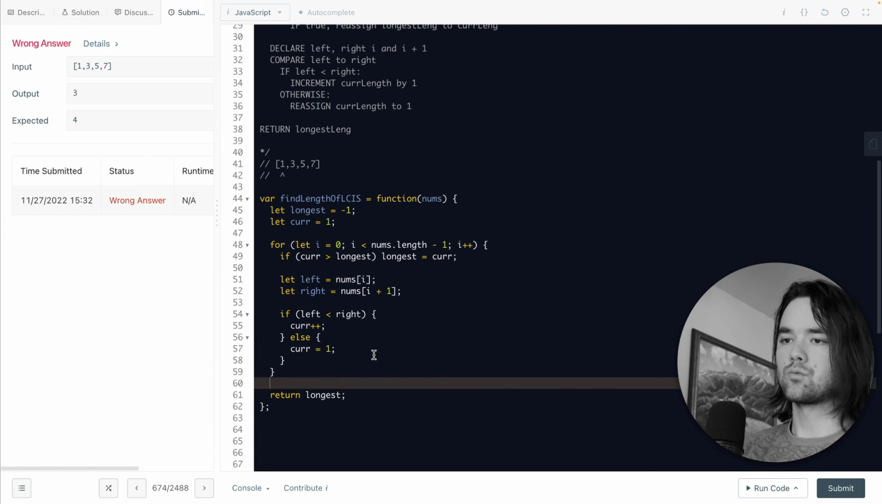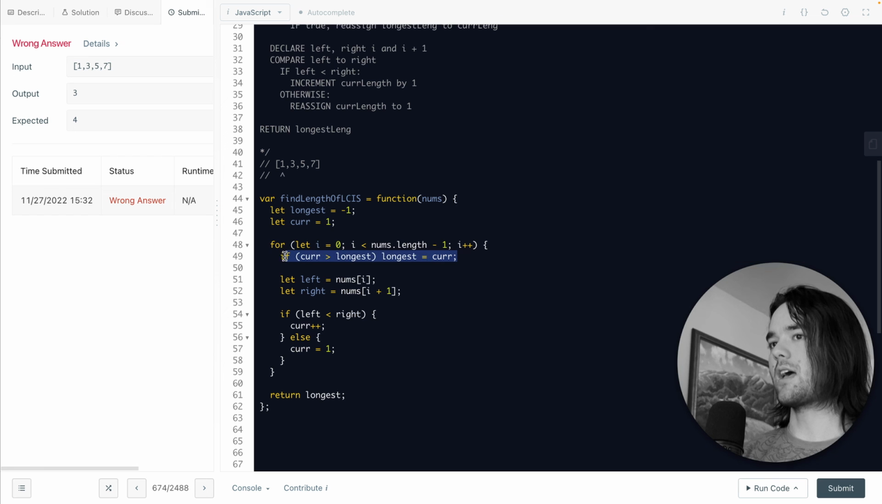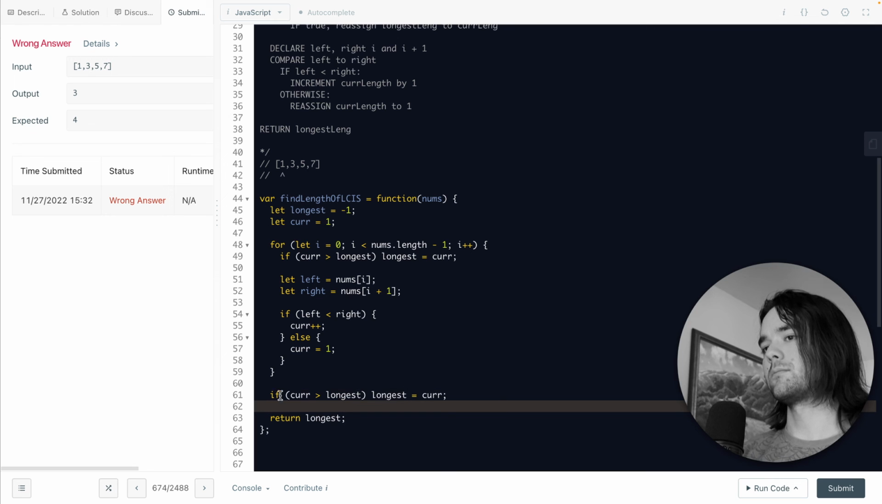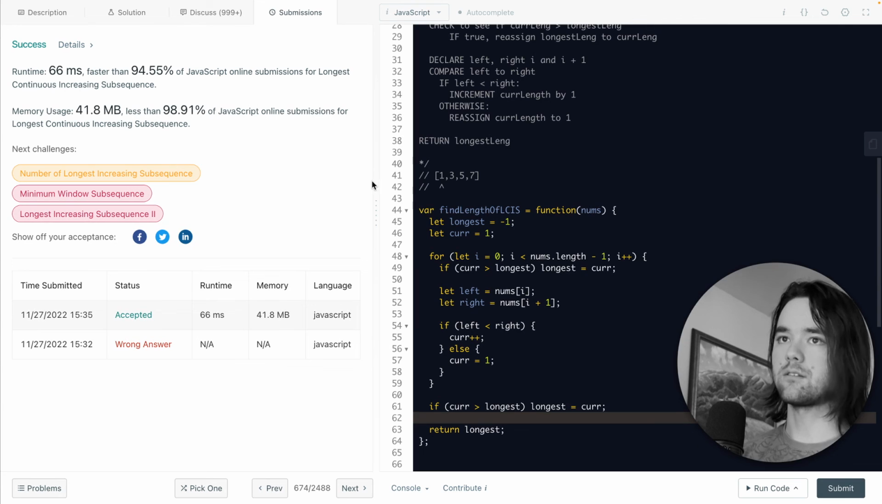Okay, so I think the problem here is that our solution doesn't account for a situation where they're all continuously increasing elements. So I think I might need to have another one of these at the end. If I paste that here, I think we should see the correct answer. So let me just run our code. Okay, and we're passing all the test cases.